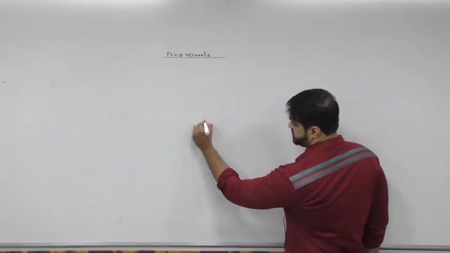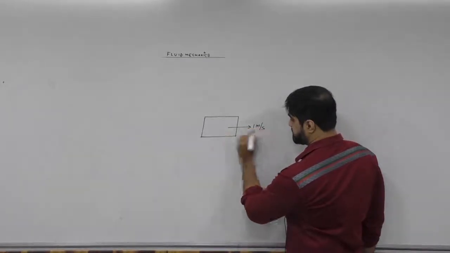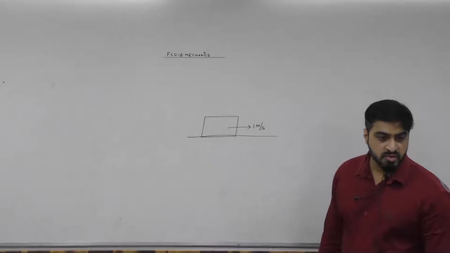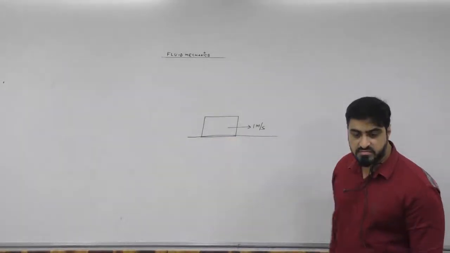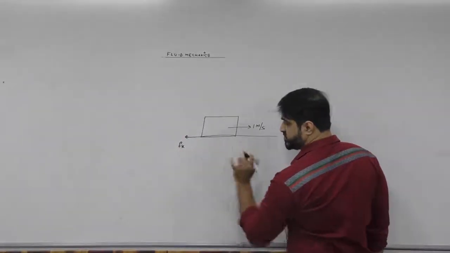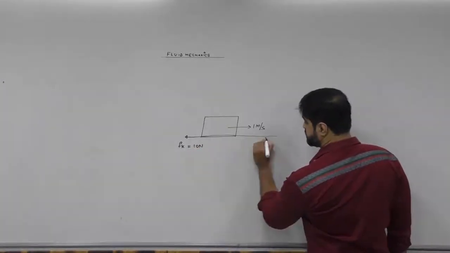Okay, either. Suppose the body is there, it's going with 1 meter per second. Which friction will come? Static or kinetic? Kinetic friction will come. Suppose kinetic friction is Fk. Here, this is some value. Suppose 10 Newton.